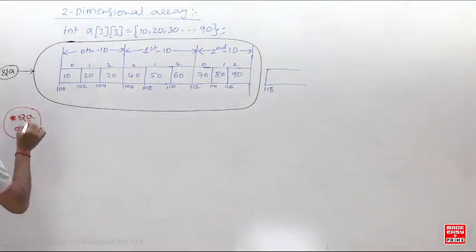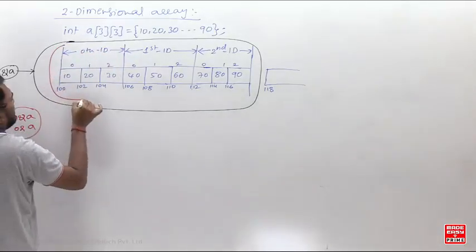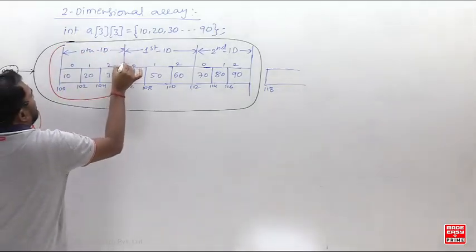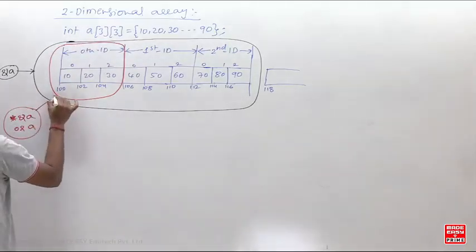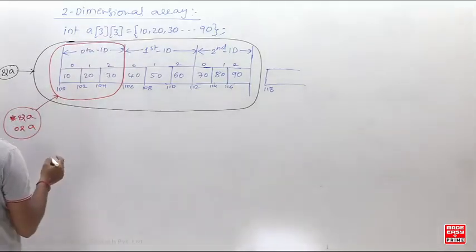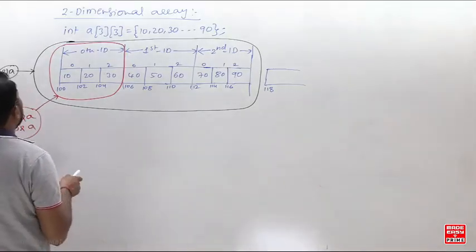Just now I said it is pointing to the base address of the 0th one-dimensional array. This one, it is pointing to this one. Right. Next, if I apply one more star, just listen here.